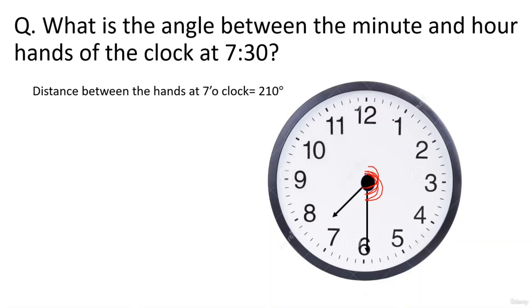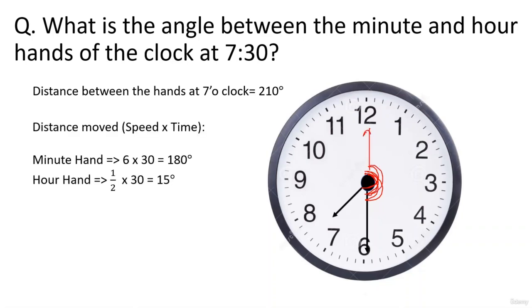Okay, now what happens is at this time 7:30, the minute hand has covered a distance of how much? It has covered a distance of 6 divisions, right? Each division is basically 30 degrees, so how much will 6 be? 6 into 30, 180. Same way the hour hand also has moved by some distance. The hour hand also moves for 30 minutes and its speed is half a degree per minute. So the hour hand has also moved further by 15 degrees.